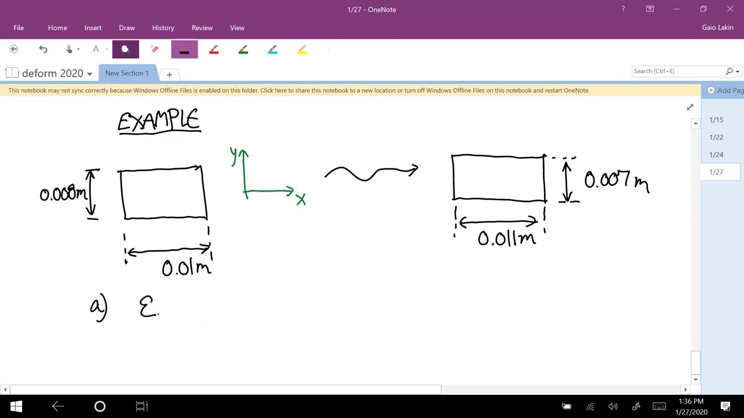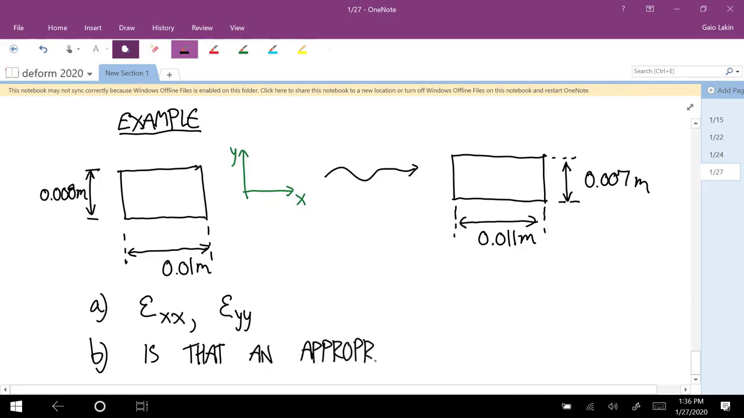So first we want to calculate epsilon. I'm going to always say EXX and EYY because it's easier to say, but this is an epsilon. So we want to calculate EXX and EYY. And then second, is that an appropriate deformation for this class?